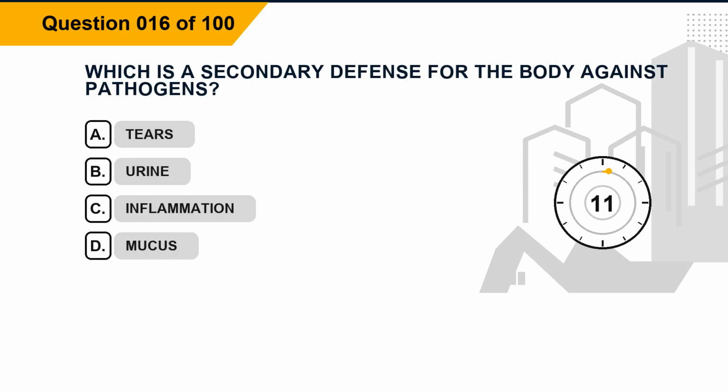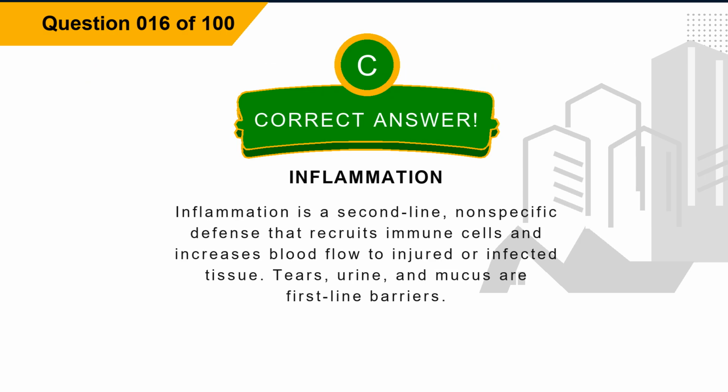Question 16. Which is a secondary defense for the body against pathogens? Option A, tears. Option B, urine. Option C, inflammation. Option D, mucus. The correct answer is option C, inflammation.